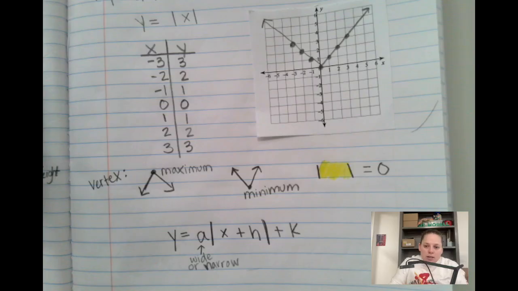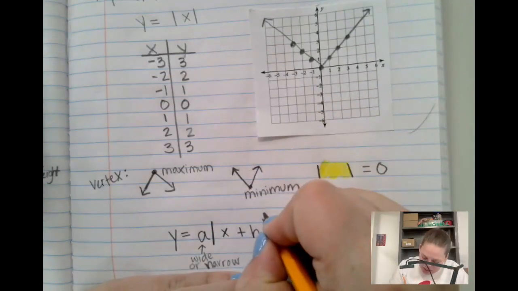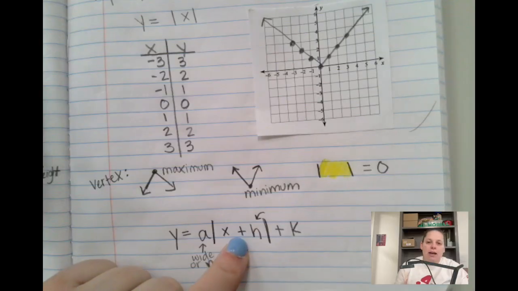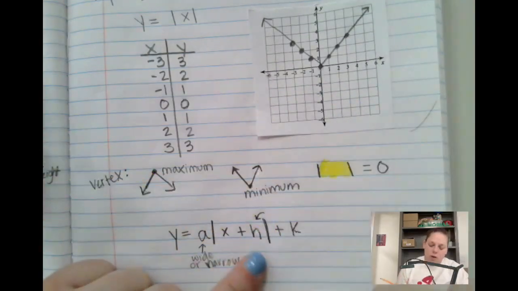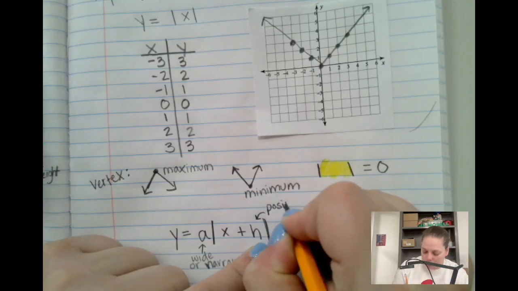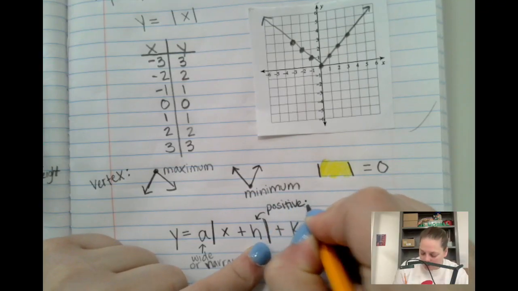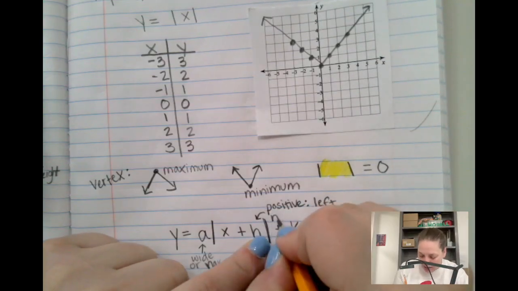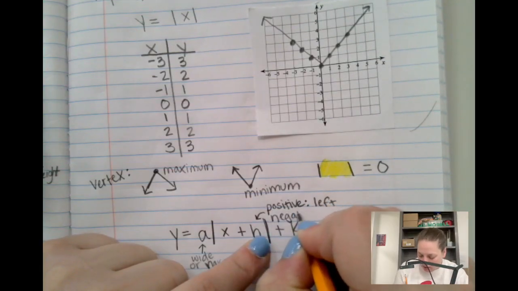Okay, next up we have h. This h inside, because it's with the x, tells us to go left and right. Now this is actually backwards to what we're used to. If it's positive, that's actually going to tell us that it's going to the left. If it's negative, it's telling us it's going to the right.